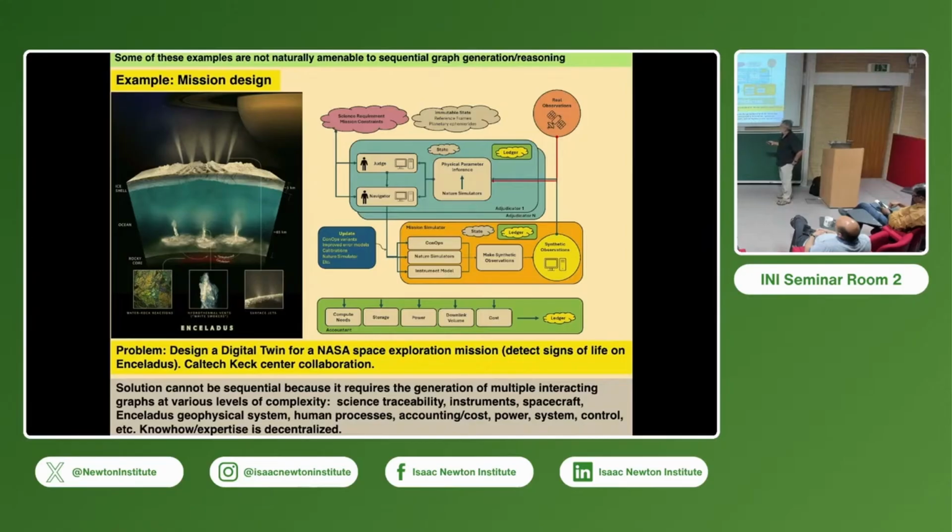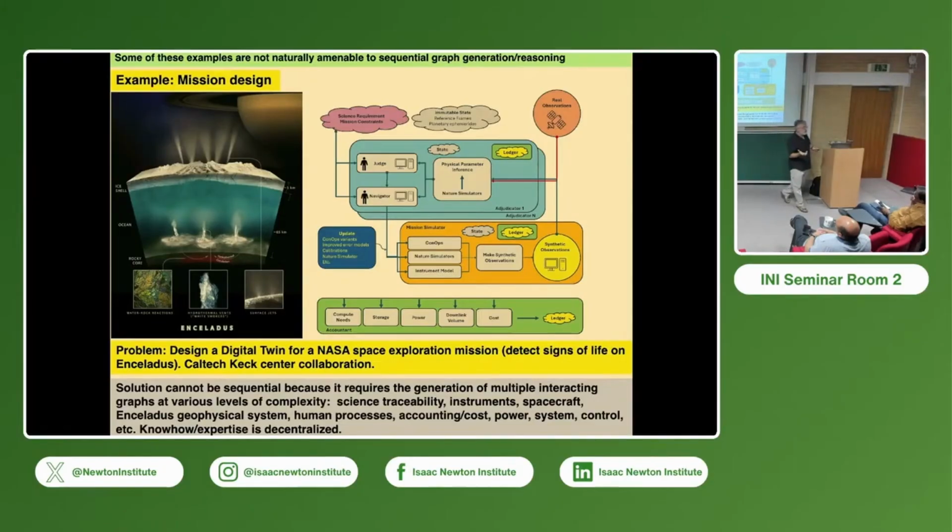Now, this solution cannot be sequential because it requires the generation of multiple interacting graphs at various levels of complexity. These graphs correspond to things such as science traceability, instruments, spacecraft, Enceladus geophysical systems, human processes, encoding cost, power systems, control, etc. And the whole expertise is decentralized.